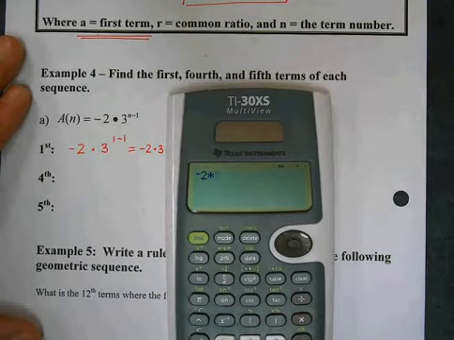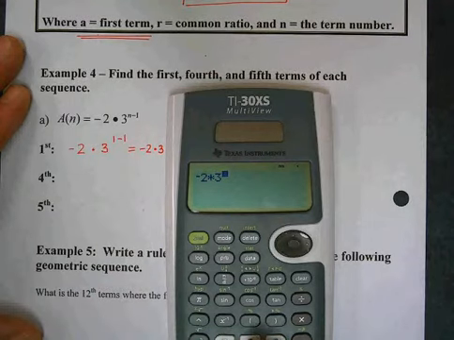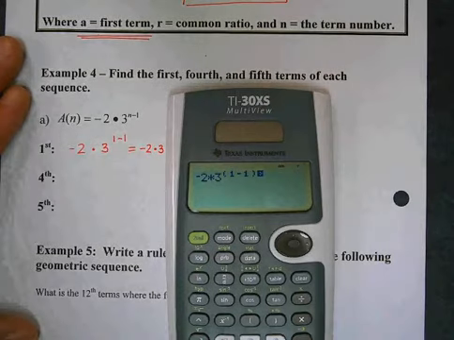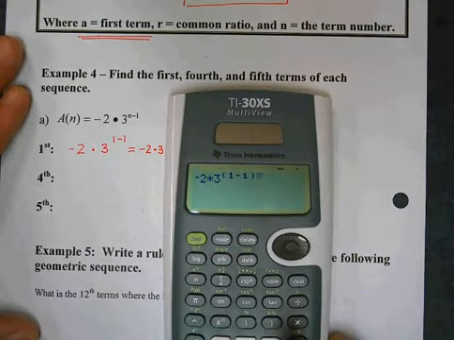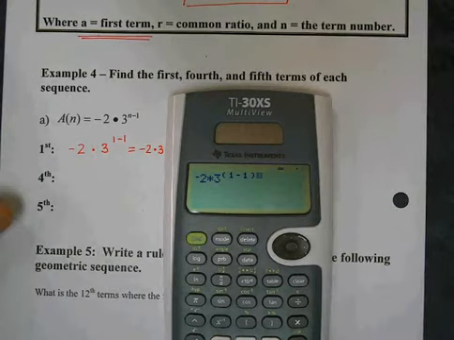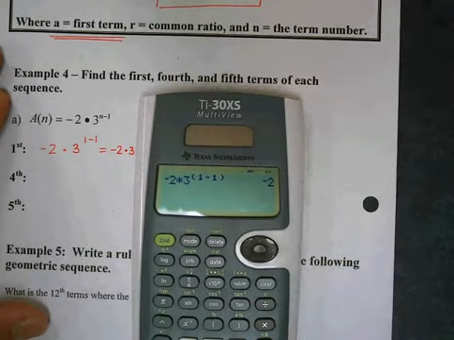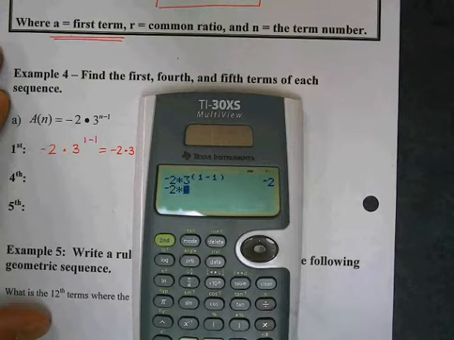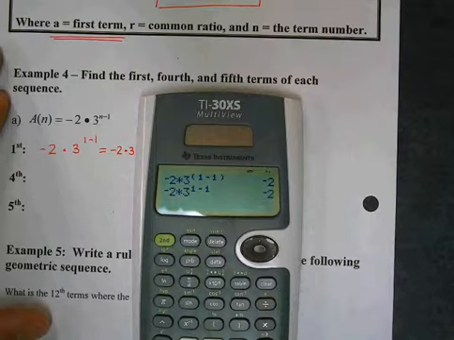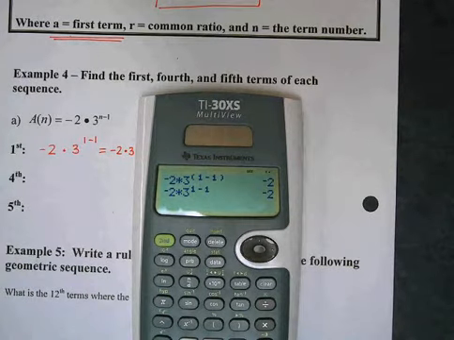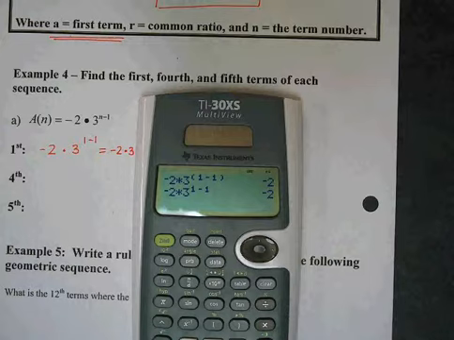Times 3 raised to the power of, parentheses, 1 minus 1, close parentheses. Why do I need those parentheses there? If you don't put the parentheses there, it's just going to raise it to the 1 and then subtract 1. So I'll show you the difference. There's negative 2. Now, if I do the same thing, negative 2 times 3 raised to the power of 1 minus 1. Now, why does mine do it that way? Where is it keeping my minus 1? It's keeping it as an exponent.